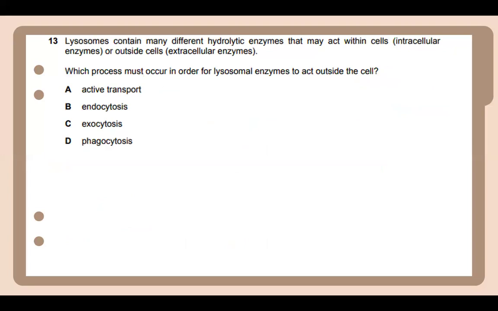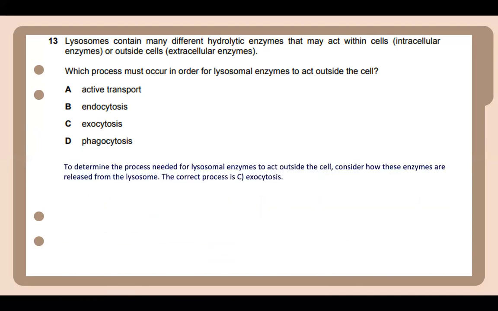Lysosomes contain many different hydrolytic enzymes that may act within cells or outside cells. Which process must occur in order for lysosomal enzymes to act outside the cells? To determine the process needed, we have to consider how these enzymes are released from the lysosome. So the correct process is exocytosis.